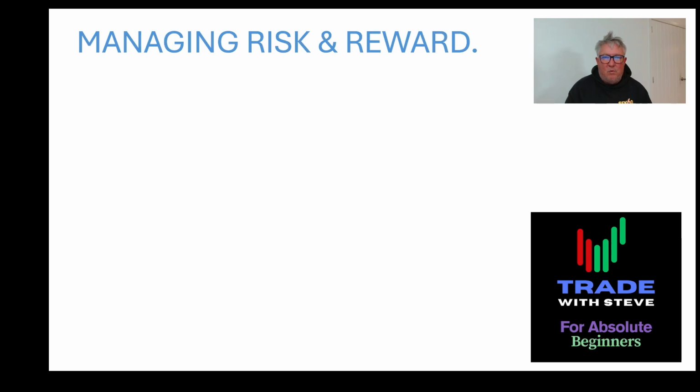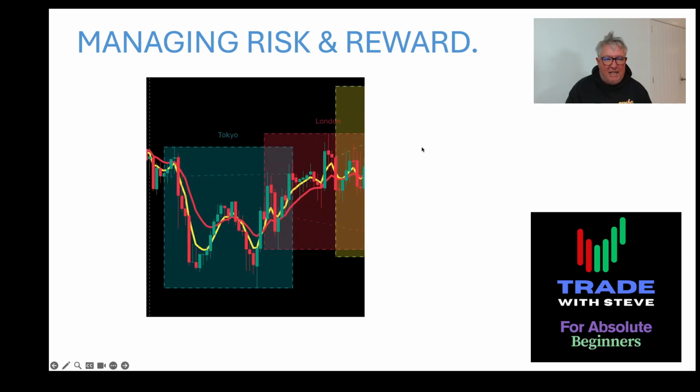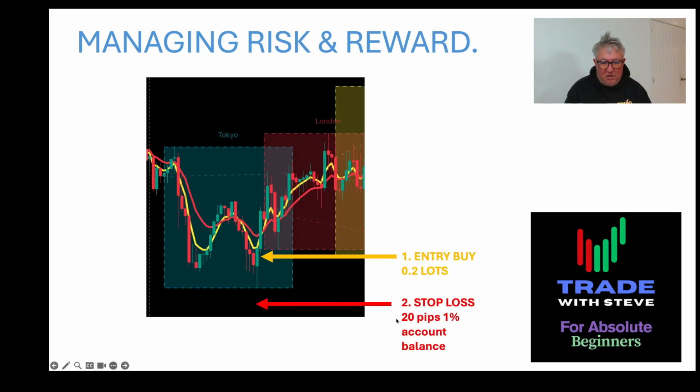So managing our risk and reward, let's have a look at that chart again. We're going to enter here, and we're going to buy 0.2 lots, and I'm going to show you how we calculate the size of our buy position based on our account balance and how much risk we're prepared to take. I'll show you that shortly. But we've got an entry. We're going to buy 0.2 lots. We're going to set a stop loss of 20 pips, which is going to be 1% of our account balance. So if we lose this trade, the most we can lose is 1% of our account balance. We'd have to lose 100 trades in a row to blow our account.